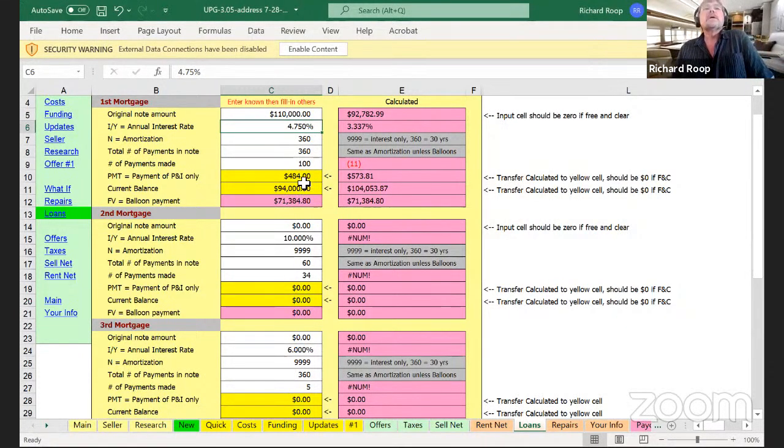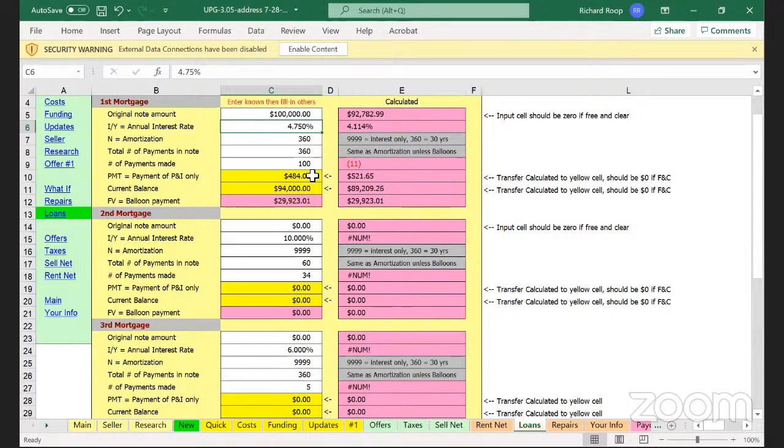If you borrowed 110 at that interest rate, the payment would be this and the balance would be this. So let's say you borrowed 100. Looks like it last sold in 2004, December, for 118.9. I think he refinanced it at some point, back in 2013. That's what happened, he did a refi on it.